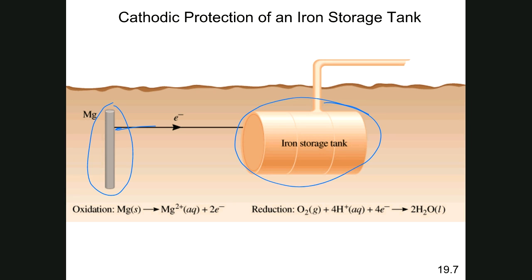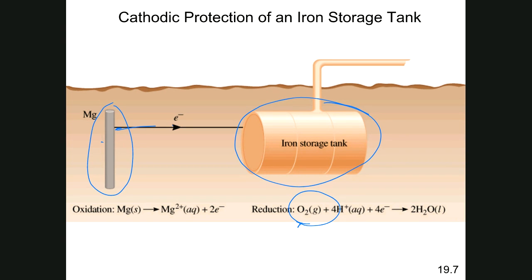Like if you have a piece of magnesium here, magnesium is going to oxidize before iron oxidizes. So these electrons are coming from magnesium to satisfy the oxygen that is here to be reduced. Oxygen that is looking for electrons is going to gain the electrons from magnesium, not from iron. And as a result, the iron is going to be protected.